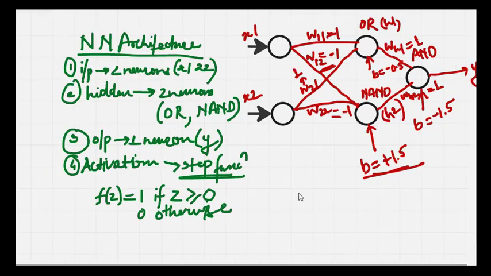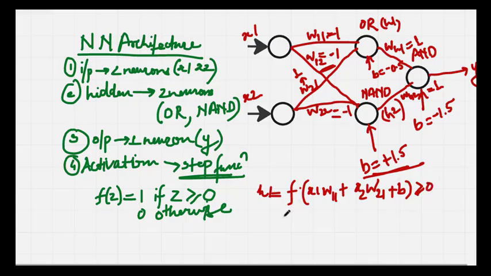Now let's continue. Now as we saw, this is how our neural network will look. Now let's write the equations. Equations will be what? For my hidden layers, let's write for H1 and H2 first. For my H1, what will it be? It will be f of x1 w11 plus x2 w21 plus bias, and this should be greater than or equal to 0.